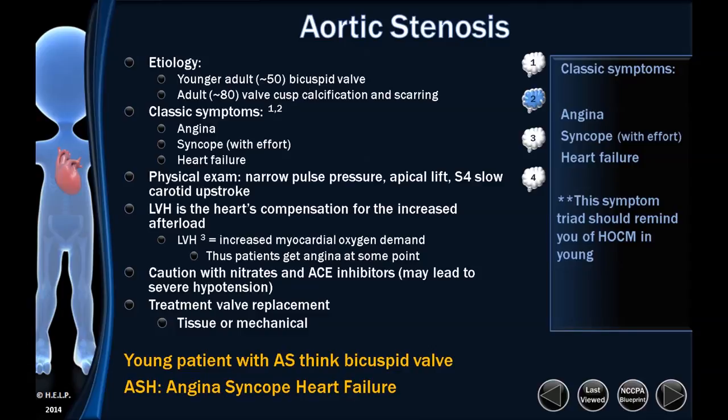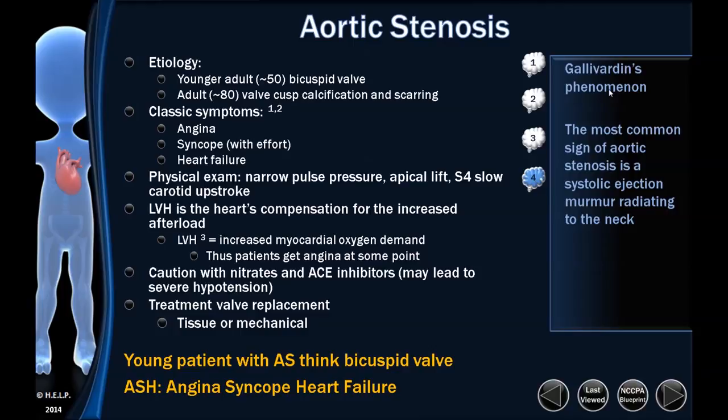What counseling will you have to give to the parents? You have to give counseling to the parents that he's going to require aortic valve surgery because he's going to get aortic stenosis early, by the age of 45, 50. There's also Gallivardin's phenomenon, which is the murmur associated with aortic stenosis. It's this musical sound that you hear in the ventricle. And remember that aortic stenosis radiates to the carotids. The murmur radiates up into the carotids.